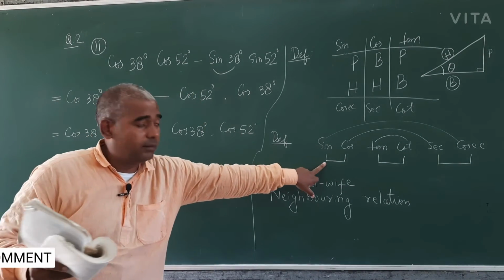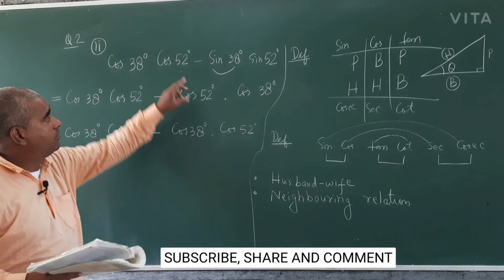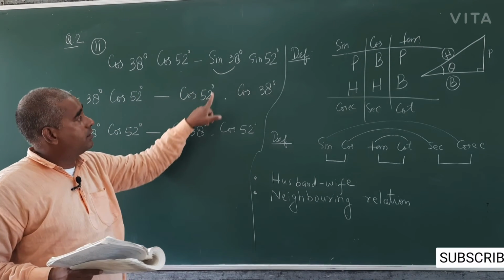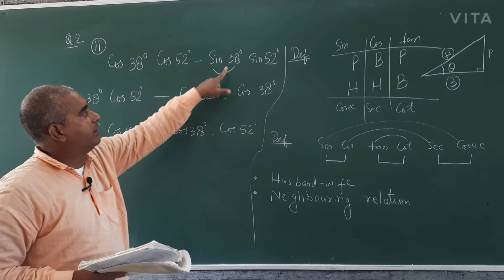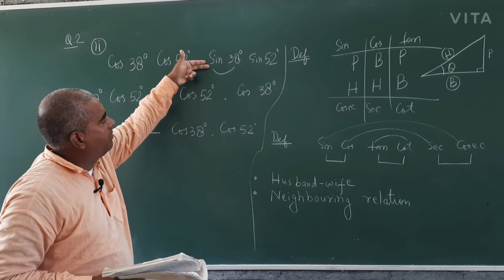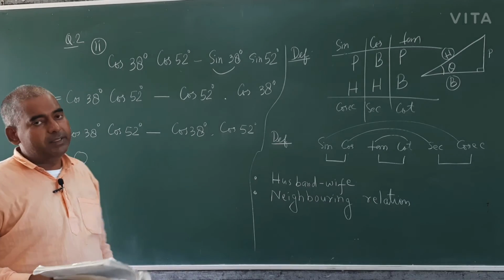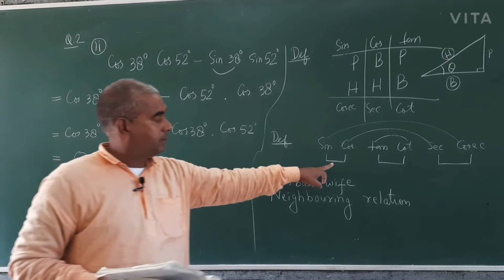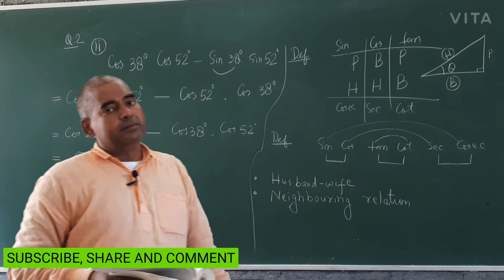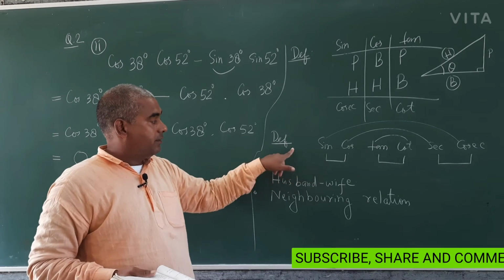If you know this neighboring relation, you can directly apply it: 38 neighboring means complementary 52, and change the neighboring sine to cos. That is the key point. This is the key point, and this is also included in the definition.